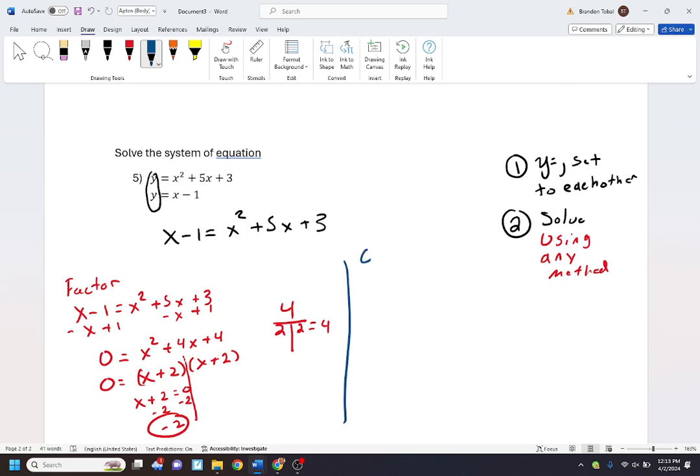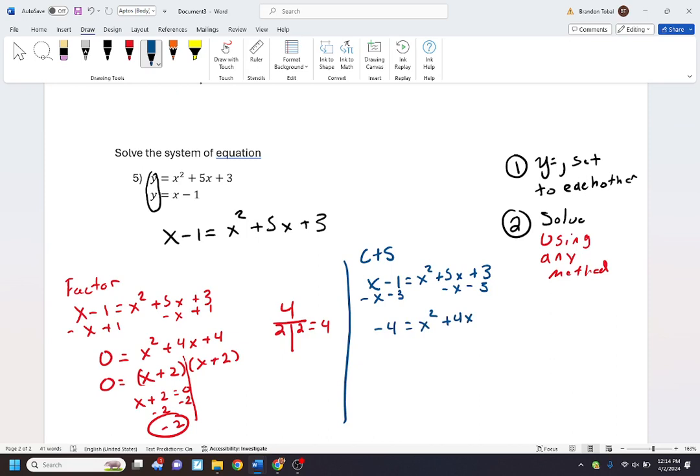Another way you could do it is complete the square. This is really important to know. You have the option to do it however you want. You could do factoring. You could complete the square. So in this case, I need c on one side. So I'll do minus 3, and then minus x because I want the x's on one side. So negative 4 equals x squared plus 4x.